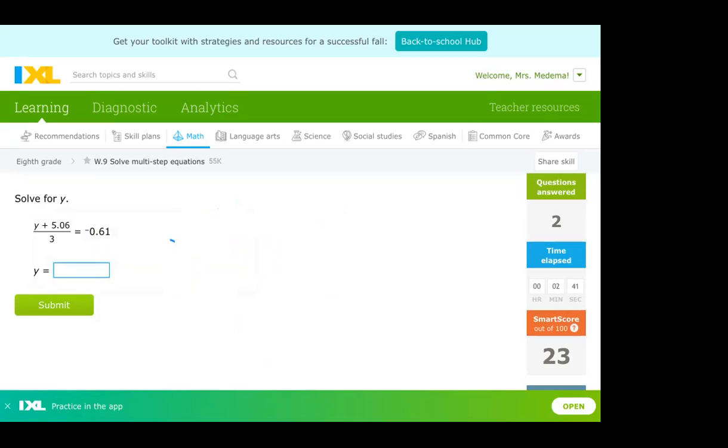All right, next we have y plus 5.06 over 3 equals negative 0.61. So how do I get rid of the 3 at the bottom? I multiply it away. Draw my fence. So it goes away and multiply over here.